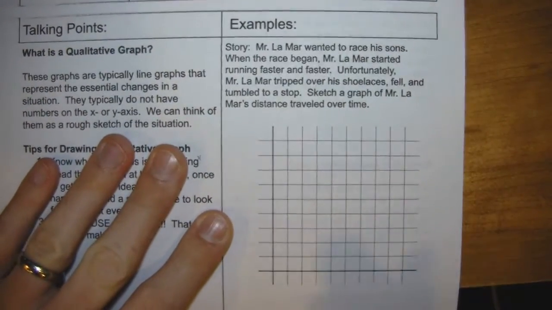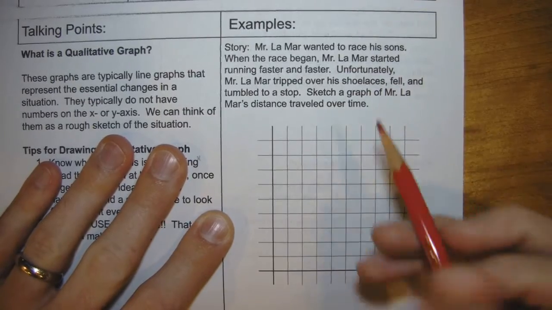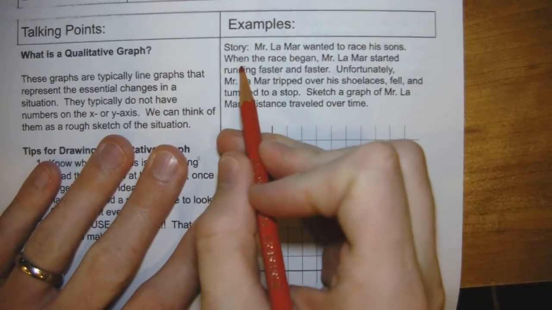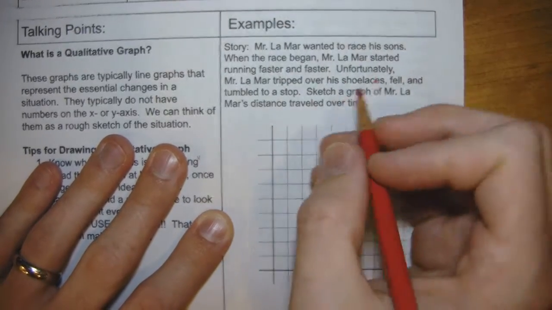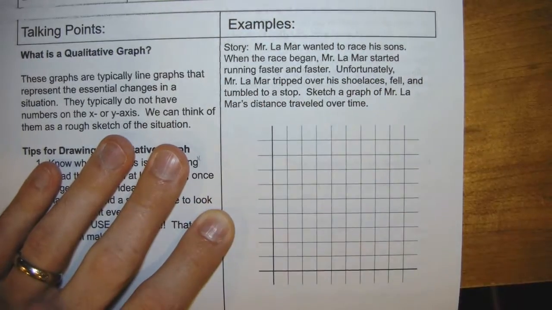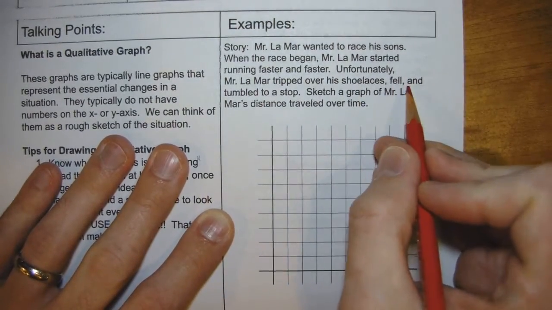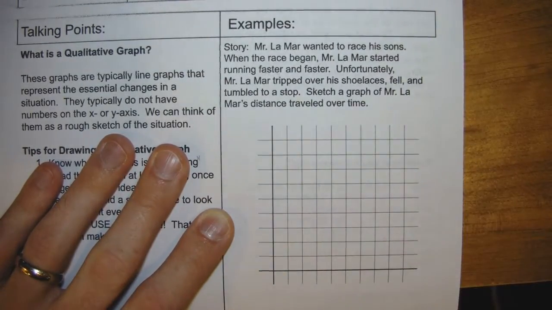So let's take a look at our situation. In this case, I just made something up for us to try. Here's our story. It says Mr. Lamar wanted to race his sons, which we do race from time to time. When the race began, Mr. Lamar started running faster and faster, which is a joke because I don't run fast anymore. Unfortunately, Mr. Lamar tripped over his shoelaces, which is a common occurrence, fell and tumbled to a stop. Sketch a graph of Mr. Lamar's distance traveled over time.